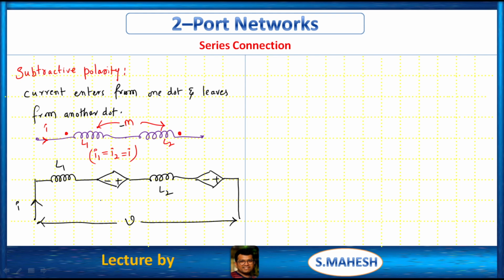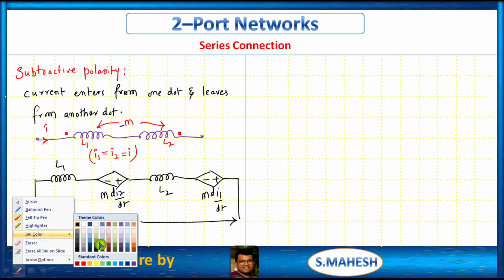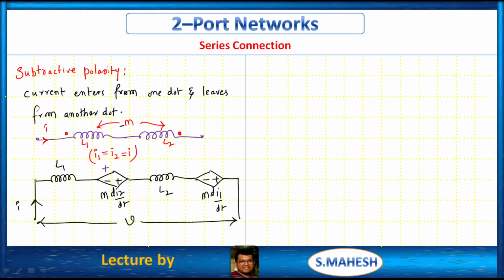If you provide negative polarity, now we can write M into di2 by dt, or if you provide plus minus, now you can write minus M di2 by dt. Here M into di1 by dt. I think you got my point, right? For example, if you have plus minus here, now you can provide minus M di2 by dt. Like this you have to write, okay? That's why here I am not providing plus minus. By default, here I can provide minus plus, for that M into di2 by dt. That's it, okay?